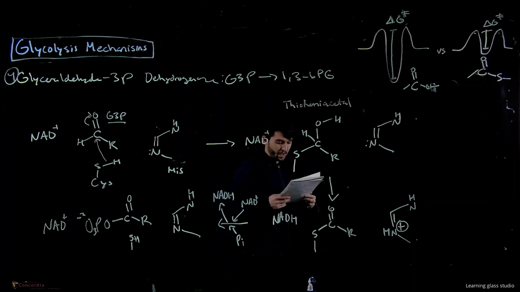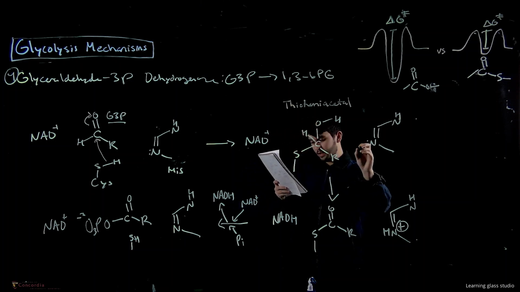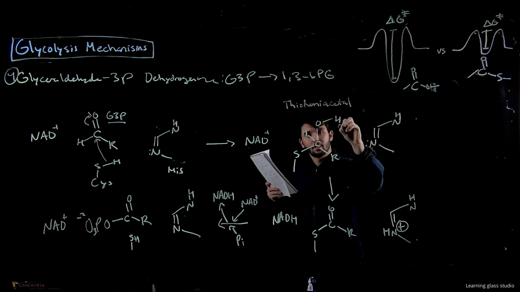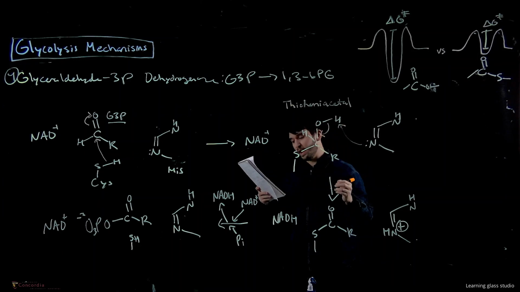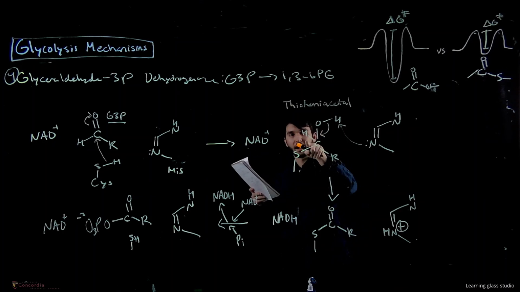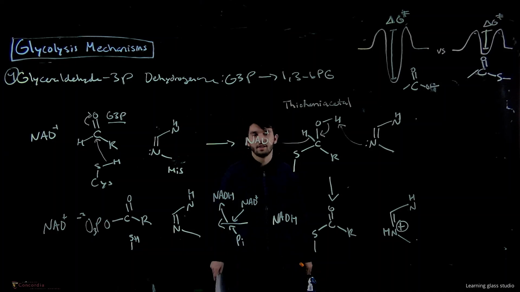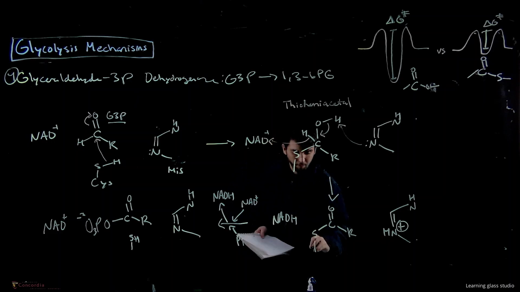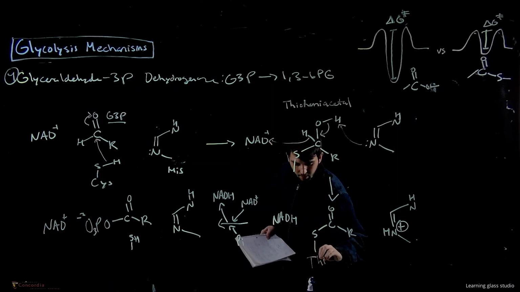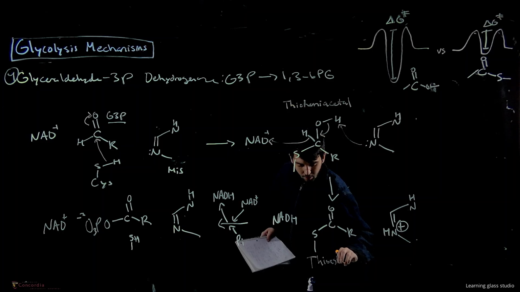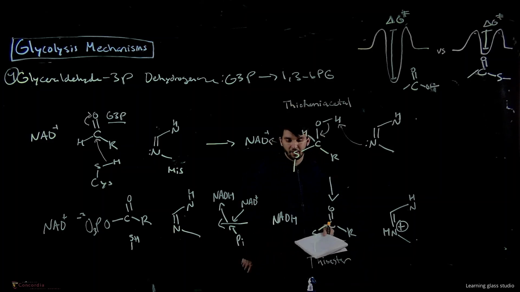Okay, and then what is going to happen next is the histidine is going to attack the proton. This is going to reform the carbonyl, and now it has to kick out something, and what it's going to kick out is actually the hydrogen, which is going to be used to protonate the NAD+. Okay? And then this will form a thioester. So remember, the thioester is high in energy.